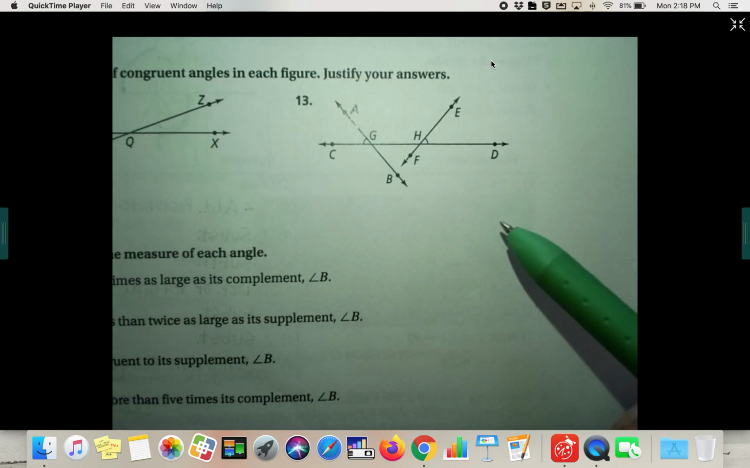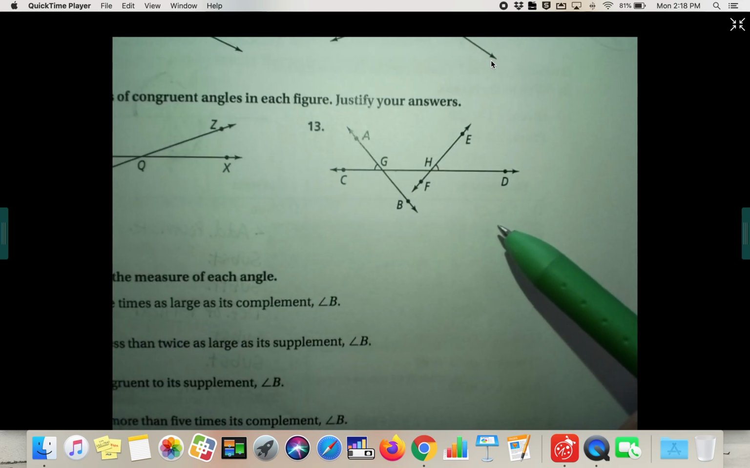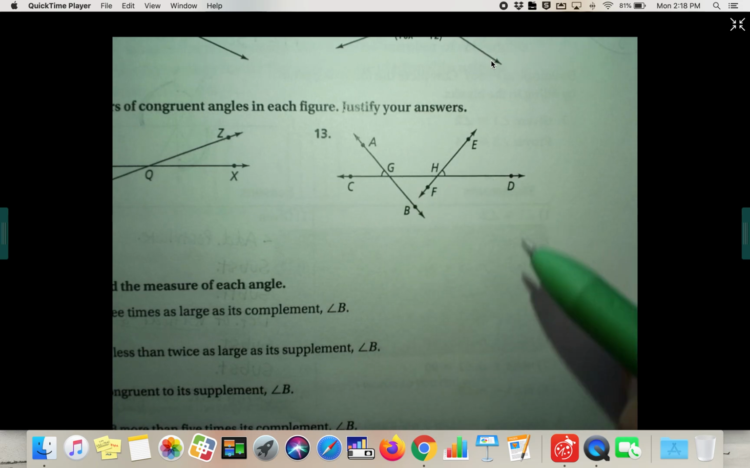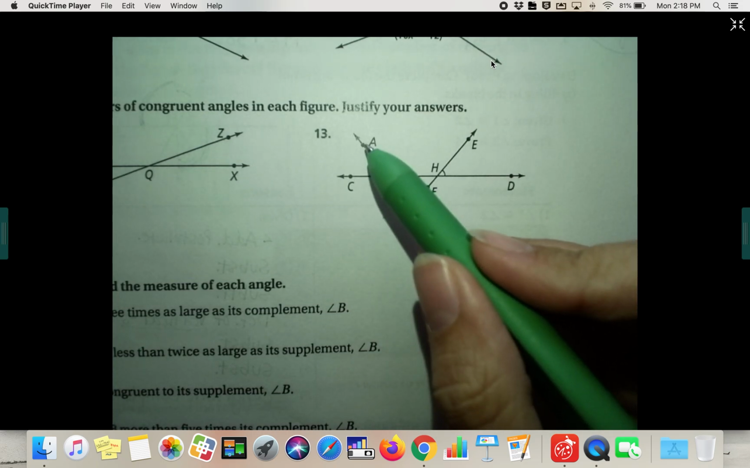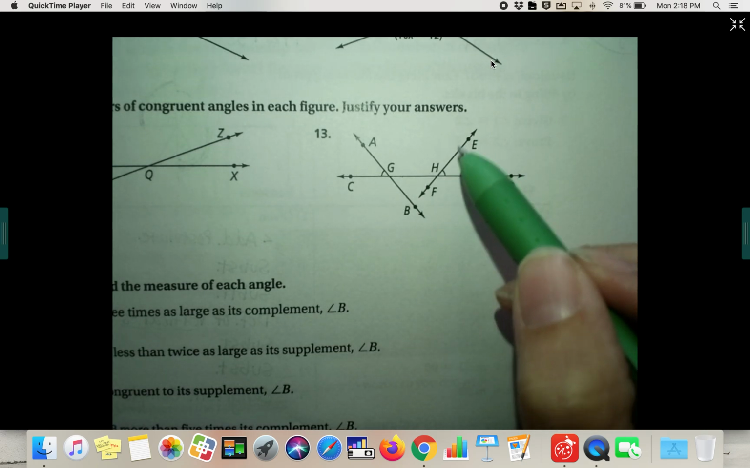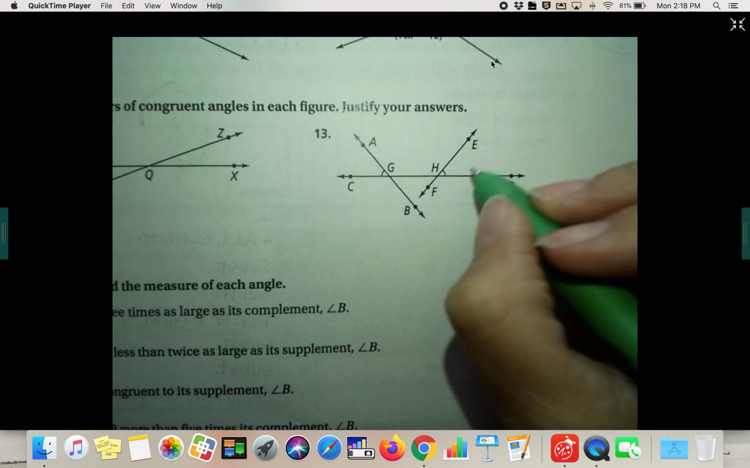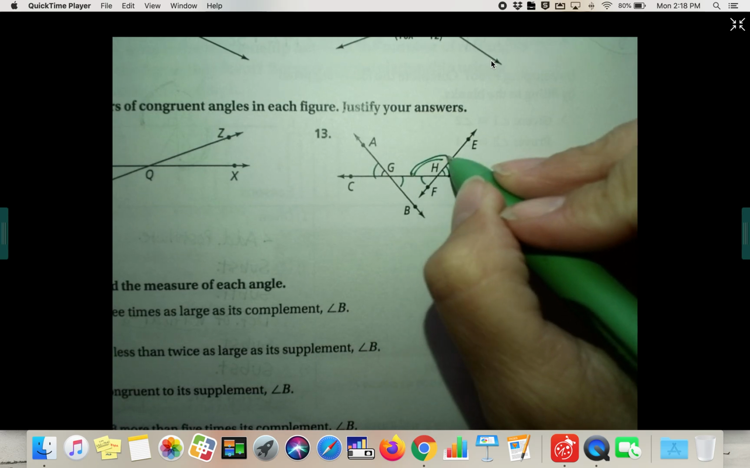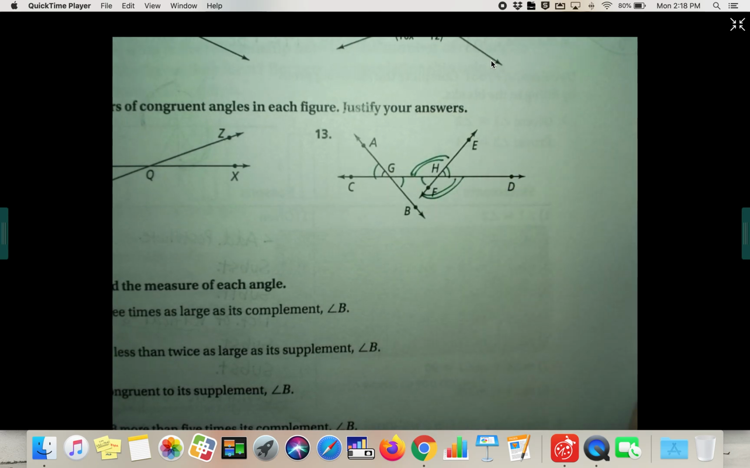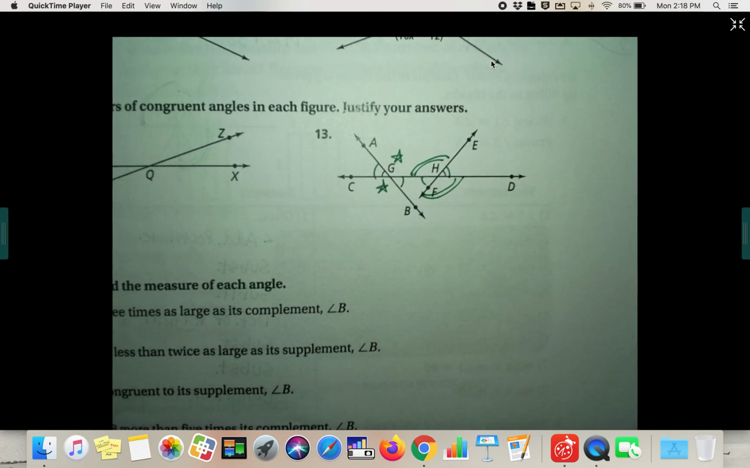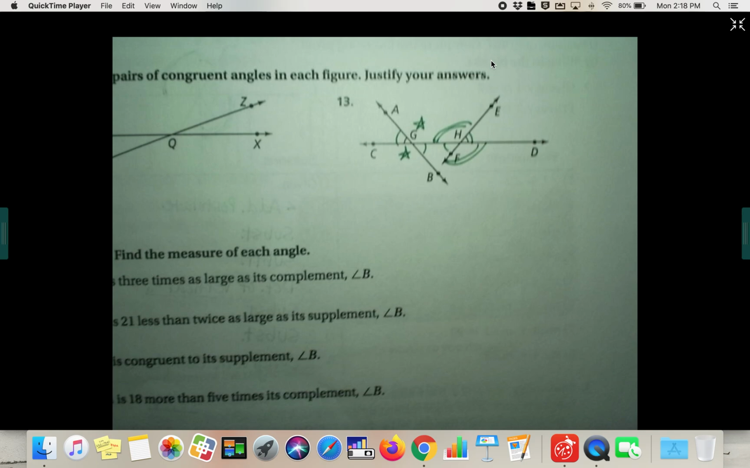13, 2 pairs. Oh my goodness, there's actually lots of options here. You could do these 2 because they're marked up as given. So AGC and EHD because they're marked up. Or you could do this one with this one because it's vertical. You could do this one and this one because they're vertical. Same thing, this one and this one. So vertical angles are really good to know.